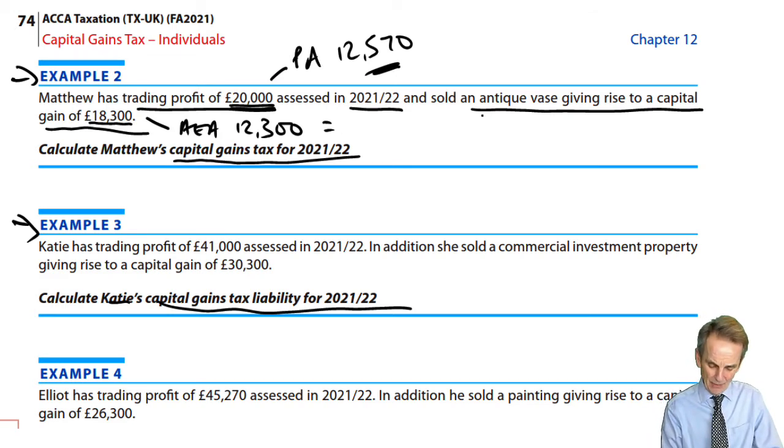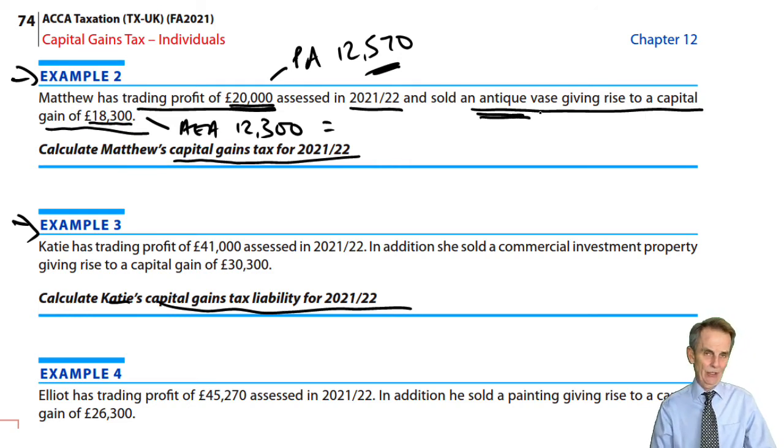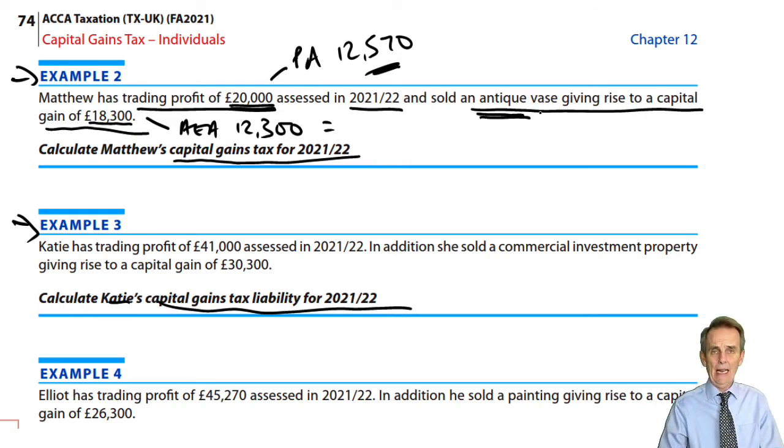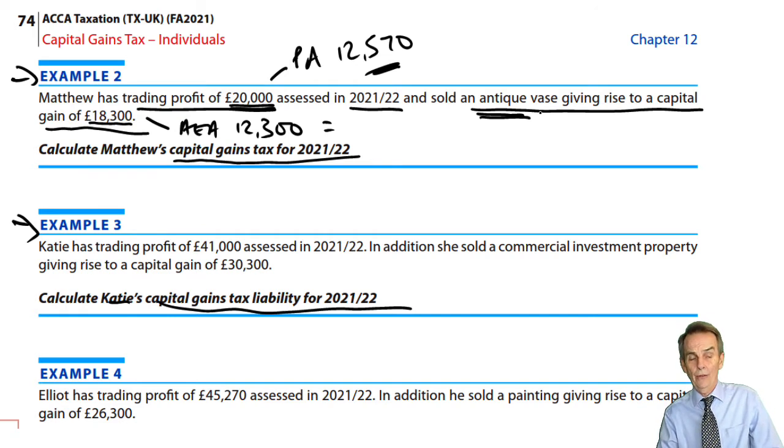And then we look at the asset being sold. It's an antique vase. This is not, therefore, an asset that is going to rank for either business asset disposal relief or investors relief. And equally, it's not residential property to have, therefore, the higher CGT rates that are applicable to residential property. So this is just an other asset.